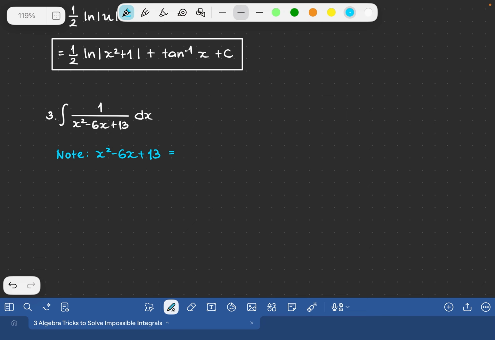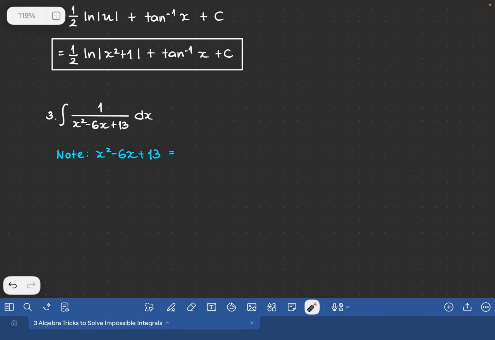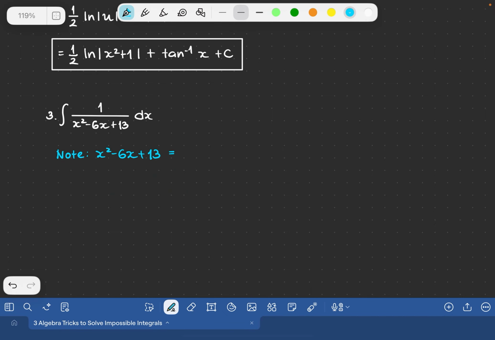So in this case, if this one is our quadratic expression, b squared over 4a here would become negative 6 squared all over 4 times 1. This simplifies to 36 over 4, and this one is just 9. So that's what we add and subtract. For x squared minus 6x, let me add and subtract in between, so that we have plus 9 and minus 9 plus 13.